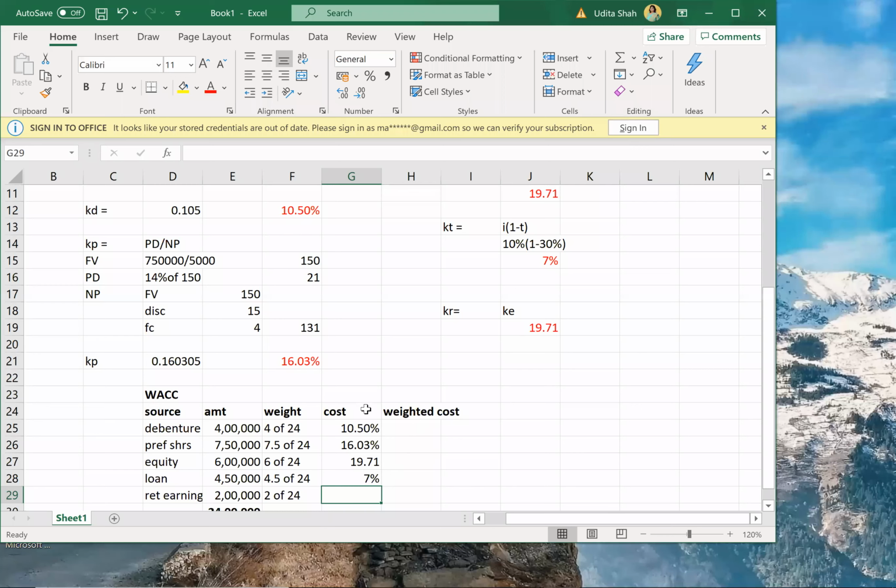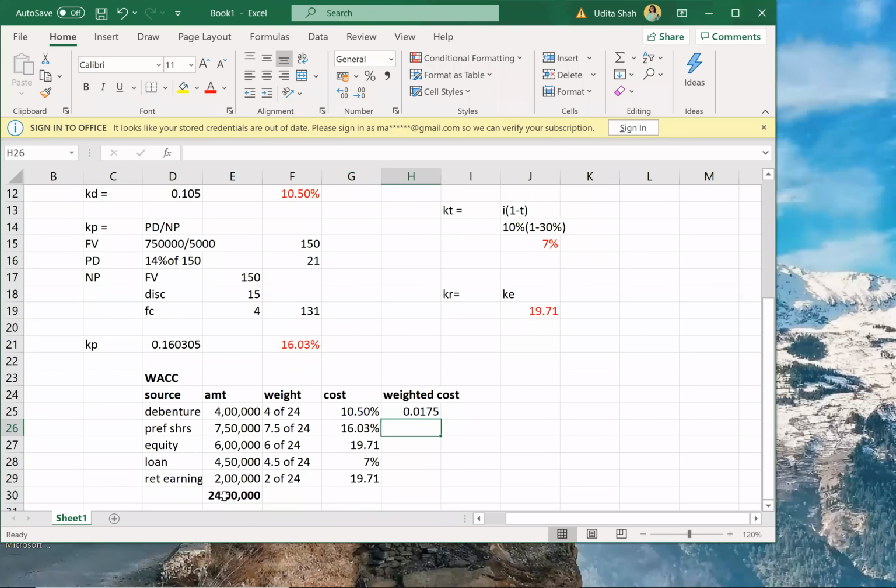So weighted cost will be what? 10.5% into 4 lakh divided by 24 lakhs. Correct. This will be 16.03% into 7 lakh 50 divided by 24 lakhs. This will be 19.71% into 6 lakhs divided by 24 lakhs. This will be 7% into 4 lakh 50 divided by 24 lakhs. And this will be again 19.71 into 2 lakhs divided by 24 lakhs.